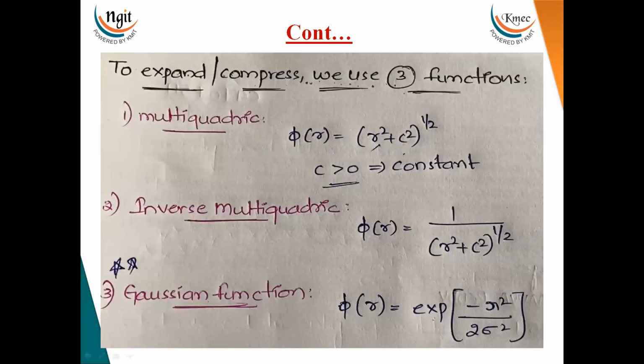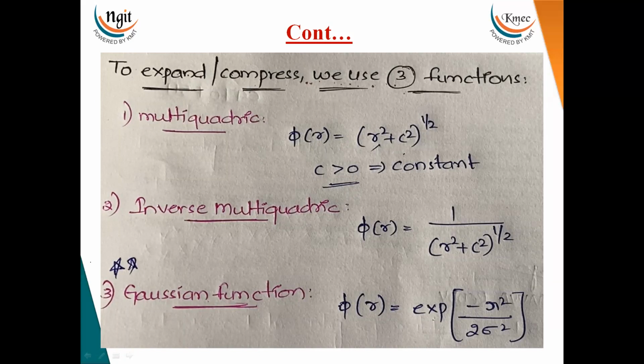Now, whenever I'm applying the expand or compress on my data, I can apply any of these three functions. One is called the multiquadric function, where the formula is φ(r) = (r² + c²)^(1/2). Here c is a constant, which should be greater than 0, and r is the radius.